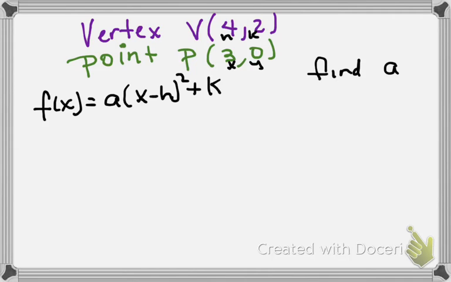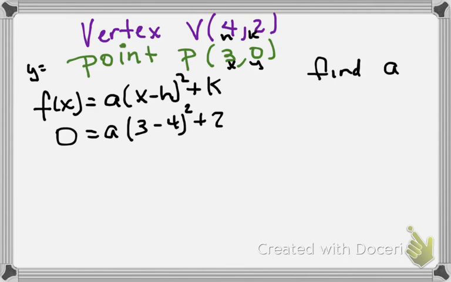All right, so I'm going to just plug in my data points. Everything that's here, I'm just going to plug in. So f of x is the same thing as y. It's the exact same thing. So y on my point is 0. My a we do not know. X is in the point, it's 3. H is 4, we're going to square it, and our k, which is in the vertex, is 2.